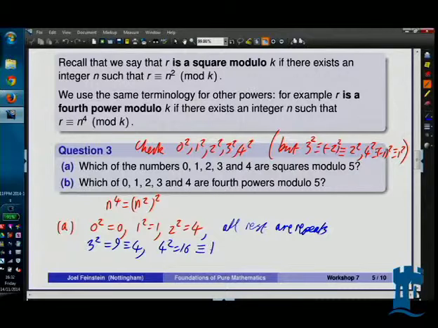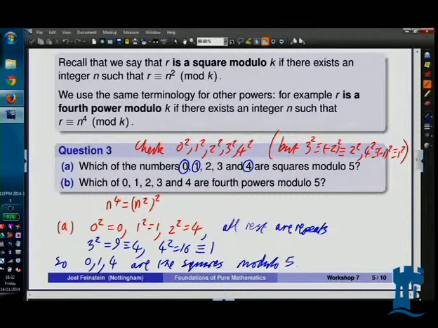And everything else is a repeat, because no matter what integer you take, it's congruent to one of these, 0, 1, 2, 3, or 4, and then its square is congruent to the square of that number. So the only squares in here, modulo 5, it's 0, 1, and 4. That's the squares.